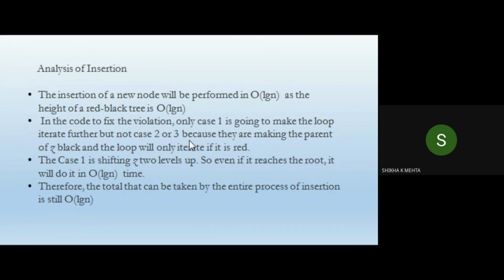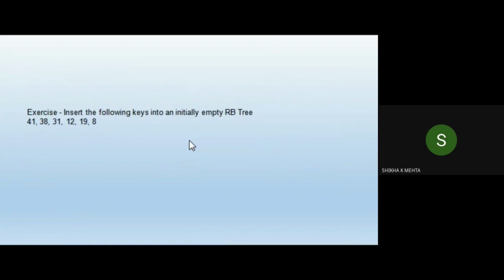So therefore, all the operations that we are performing, whether it is rotation or recolor, just take constant time. And the for loop that will be executed runs at most O log n times. So the total time taken for completing the complete process of insertion is still O log n. So that means red black trees basically provide the guarantee of performing all the operations in O log n time, and which is happening because of these rotation operations as well as the recoloring operations.